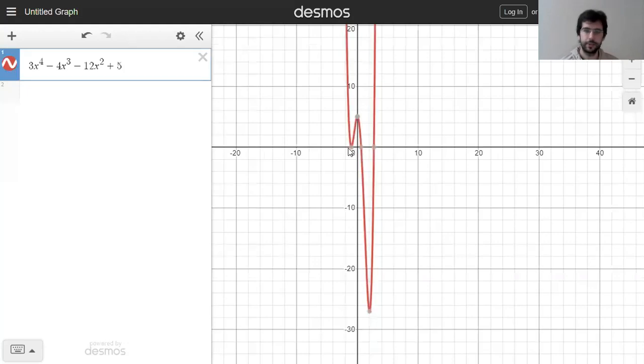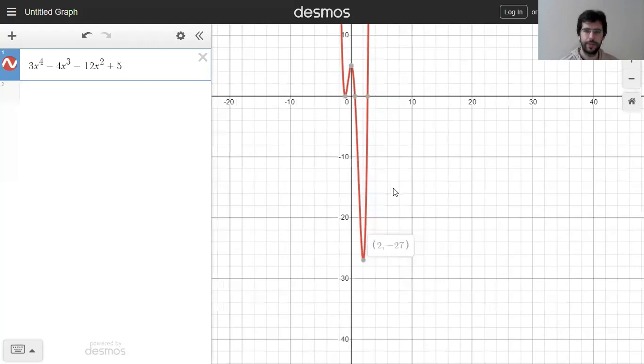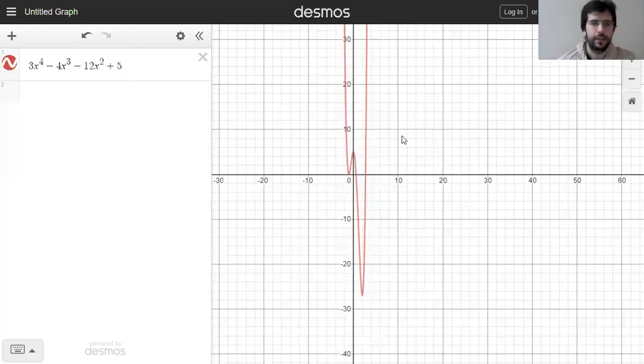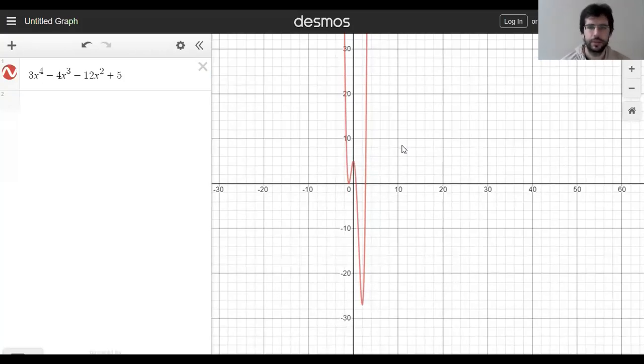And Desmos knows that this is a local min, this is a local max, and this is a local min, which is why it's showing them to me. So that's it.